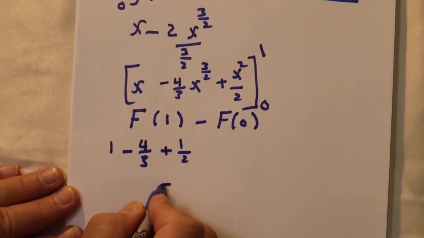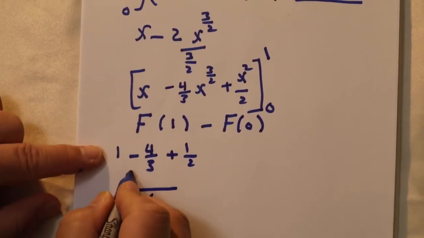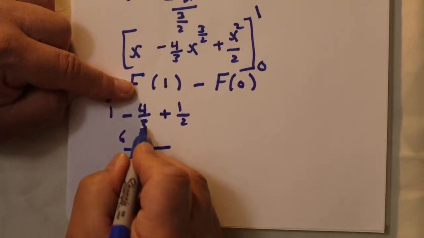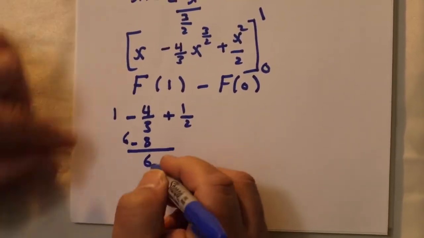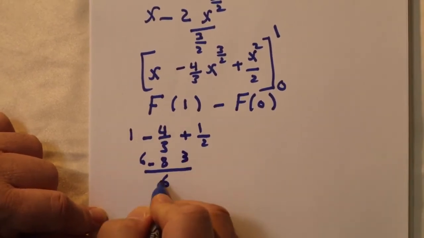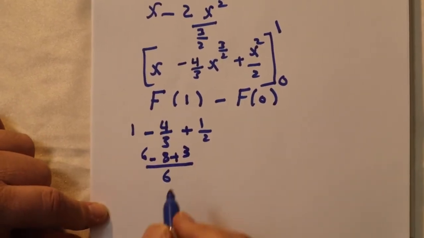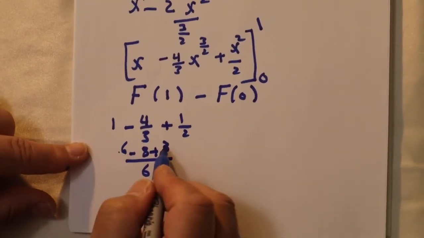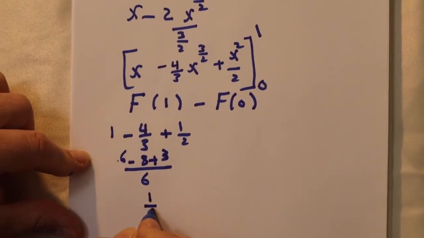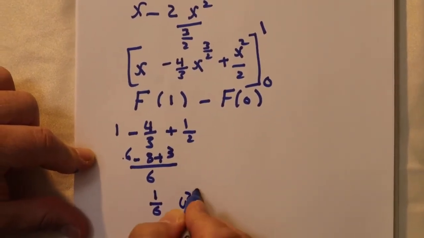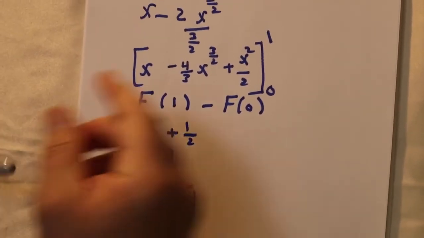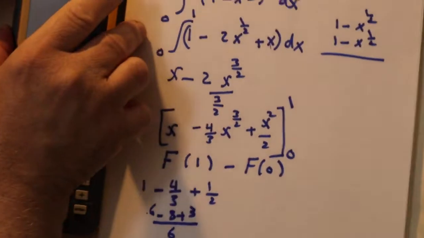You take 6 as the common denominator, and this will be 6. 6 divided by 6 is 1. And this will be 8. 8 divided by 6 is the same as 4 over 3. And you multiply this by 3 over 3, so it will be 3 over 6. The final will be 6 plus 3 is 9, minus 8 is 1 over 6 units squared. We found the answer algebraically, and now we need to prove that we are right.